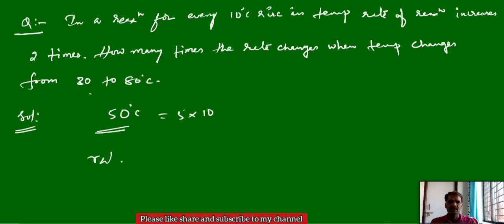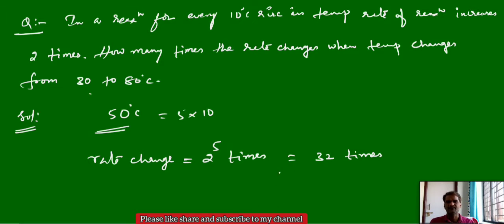So we can write 5 into 10, means 5 times it will change. You can write 2 power 5. So the rate change: you have to write 5 times of 2, 2 into 2 into 2 into 2 into 2, that will give 2 power 5. So this many times the rate will increase. That means 32 times. So if you increase the temperature from 30 to 80 degrees centigrade, the rate will increase by 32 times.